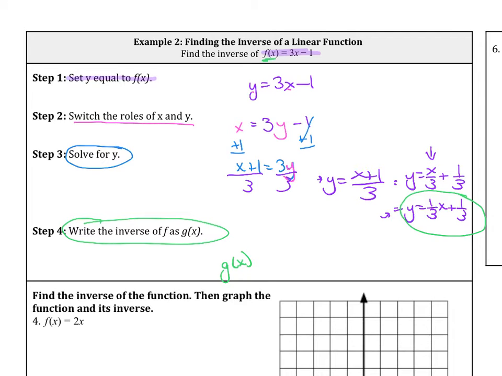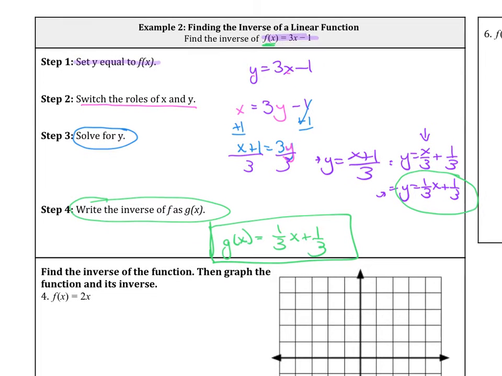So we have f of x, which is our original, then you have to write g of x, and this is 1/3 x plus 1/3. Okay, so you can't leave it as y or you will not get full credit. You need to write it as g of x to show that it's an inverse. Sometimes you'll see inverse written as f inverse of x. So that's sometimes another way you'll see it, but in our textbook and everything we'll focus on in this class, it'll always be g of x.